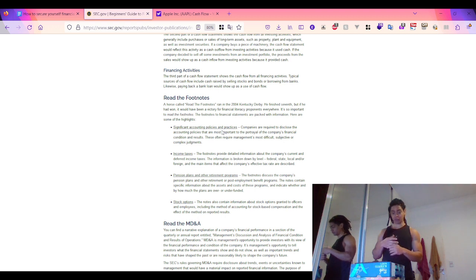Income taxes, which is money that the company owes to the government. In this section, you have more granular explanations from local, state, federal, and foreign taxes. The pension plans or any other post-retirement programs are described in detail, including the company's strategy for those plans, as well as whether the fund is over or underfunded.